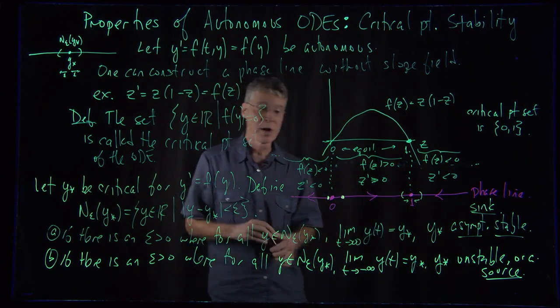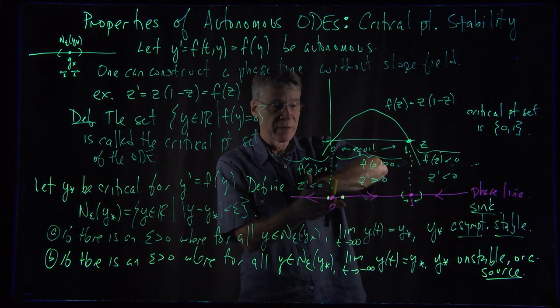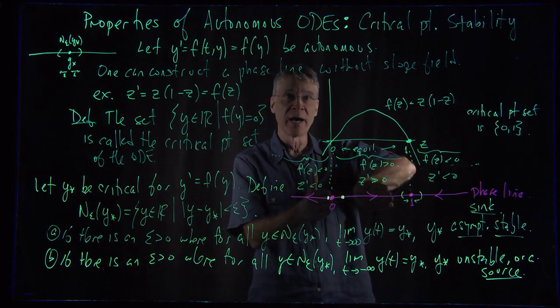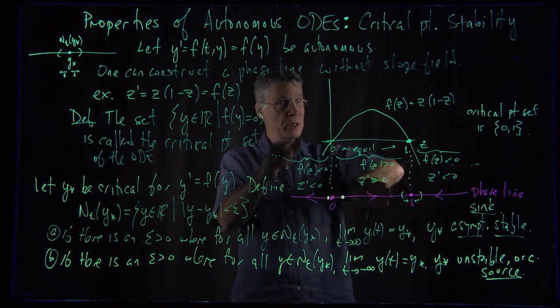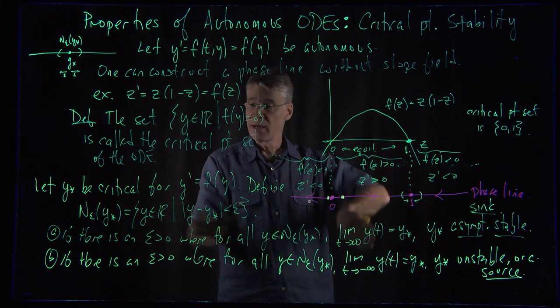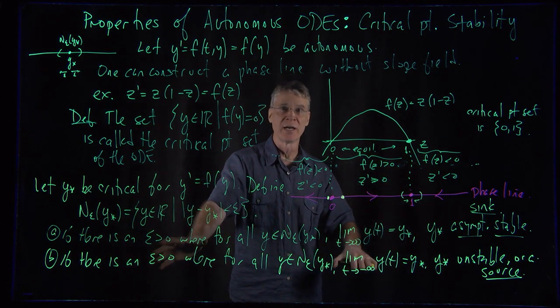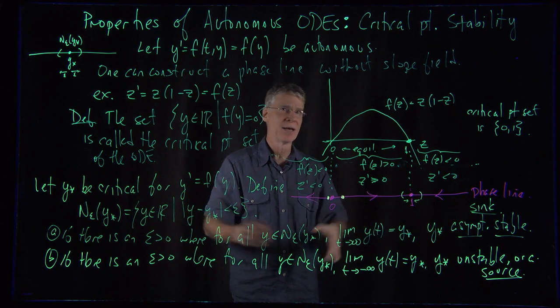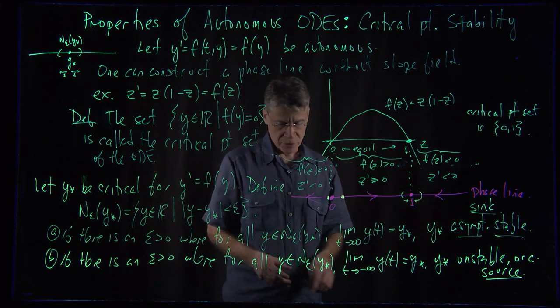There is a third quality in which sometimes we have something which is moving away on one side and moving towards on the other. We'll do an example very soon. That is a combination of both of these, and it's called semi-stable. But we'll talk about that next time.